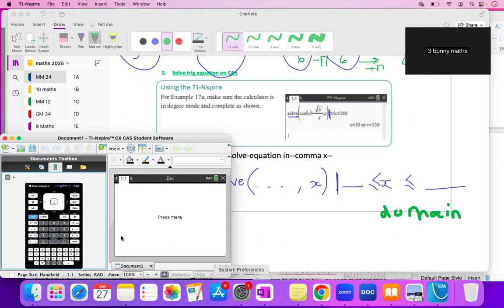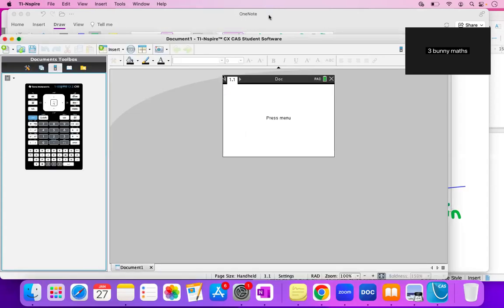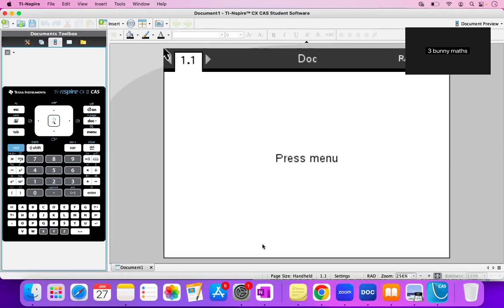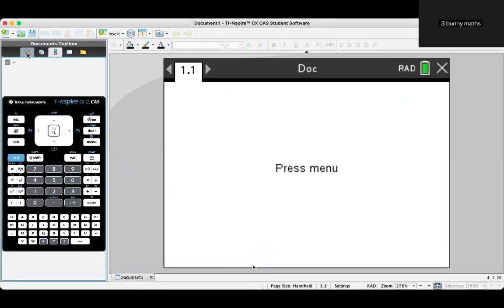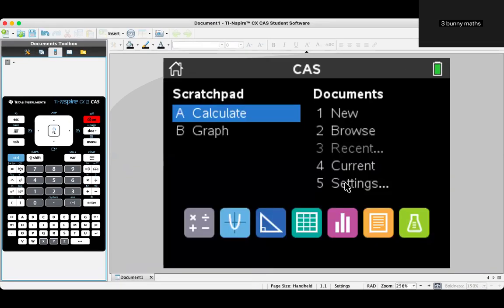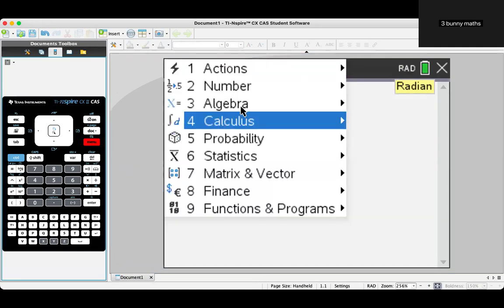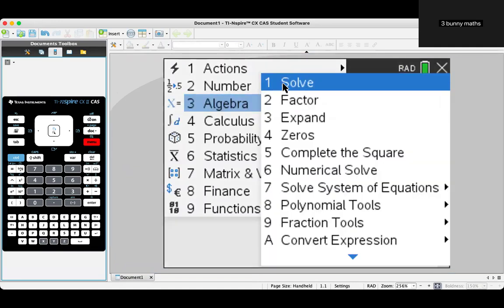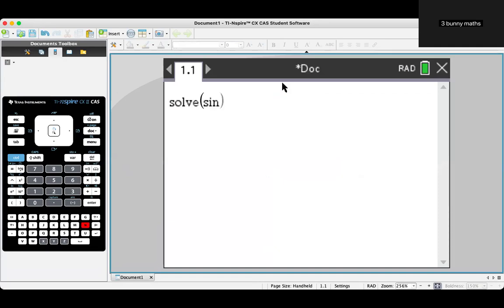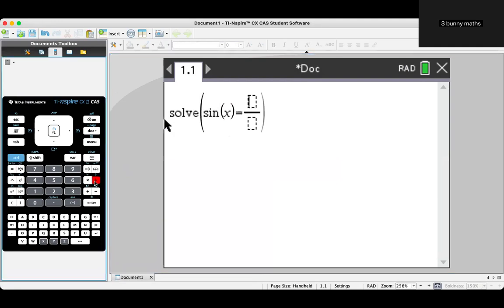Now let me show you how to do that on the CAS. So I got my CAS. Make sure that your setting is in radian, because you are solving radian, not degree. So you go menu, algebra, solve. Then let's say my equation is sine. You can write sine or you can use trig and then choose sine. Either way. So I have sine x equals, let's say you want to do 1/2. Then you do comma x.